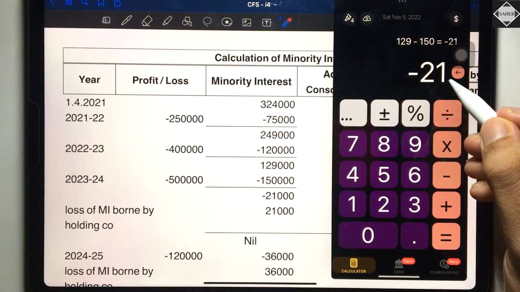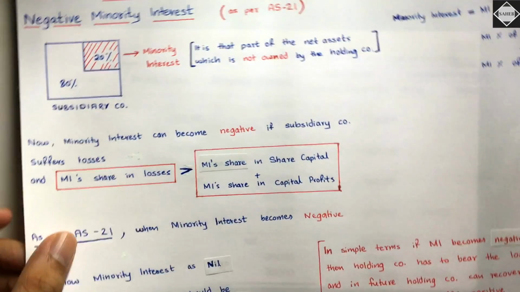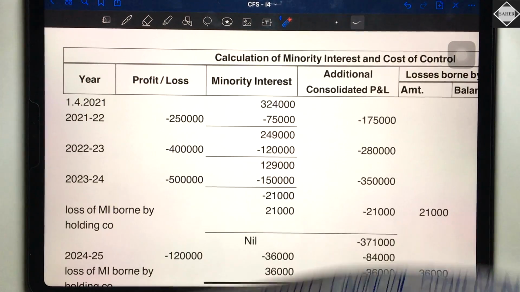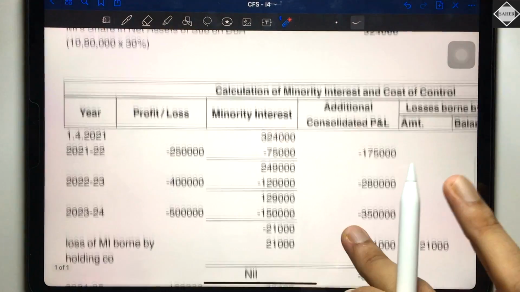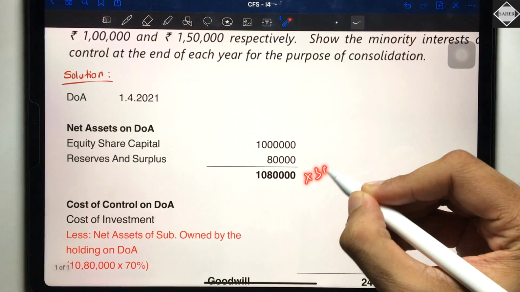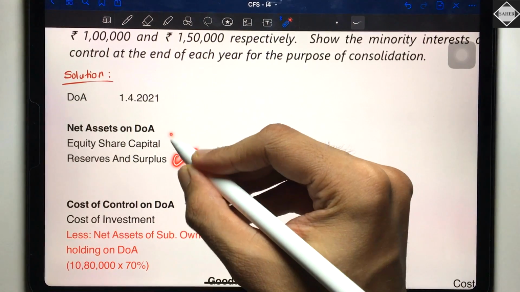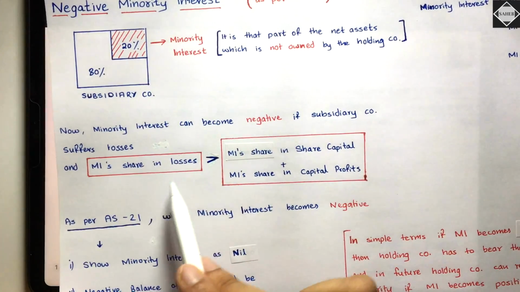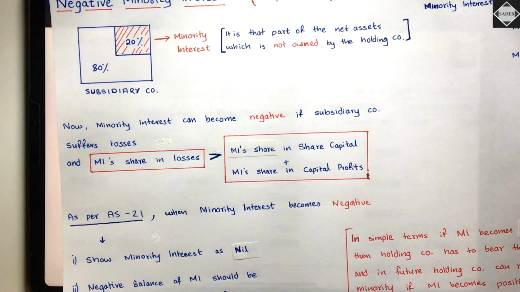So you see now what has happened? Let me show you the concept. What was the MI share in losses? 1,50,000. This has become more than the MI share in share capital plus the MI share in capital profits. This 3,24,000 was the MI share in share capital and reserves and surplus. This is capital profit, this is equity share capital, right? So that's what has happened: the MI share in losses is greater than the MI share in share capital and capital profit. MI has become negative.